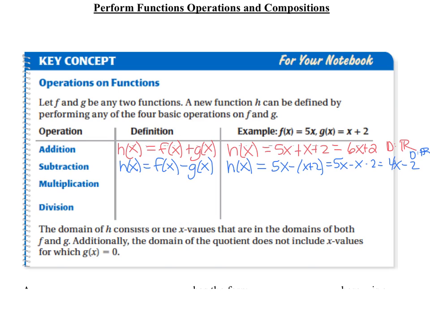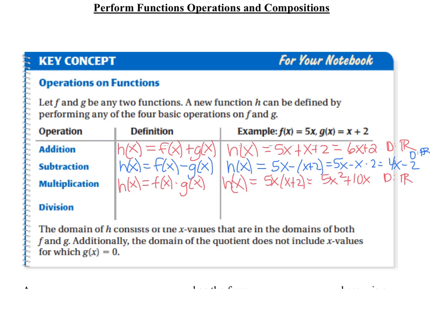We could also do multiplication. So h of x could equal f of x times g of x. So for our example, h of x will equal 5x times x plus 2. If we use the distributive property, we'll get 5x squared plus 10x. This is now quadratic, but if we think about it, our domain is still all real numbers because I can take any number, square it, multiply by 5, take that same number, multiply by 10, and then add those things together.